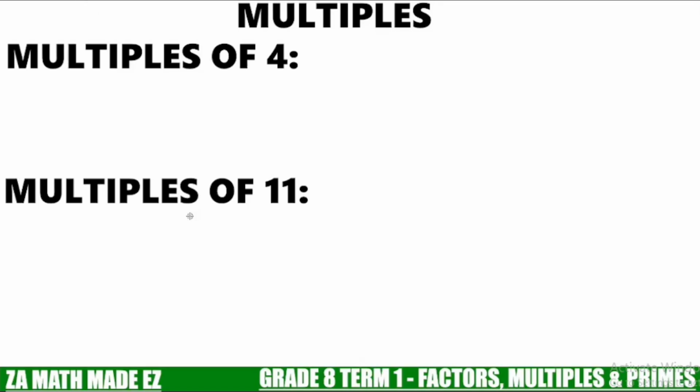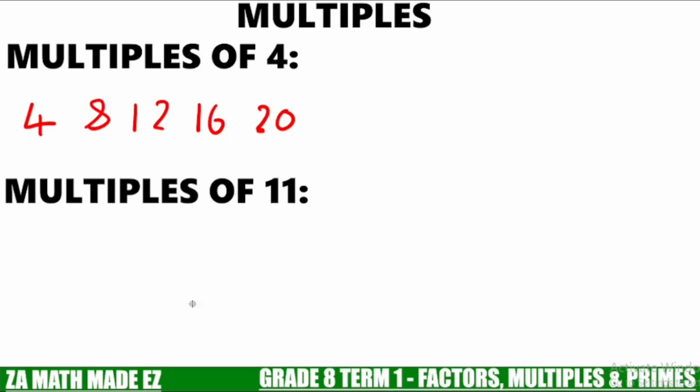Multiples. Multiples are what you get when you multiply a number. I'm sure most of you know this already. For example, the multiples of 4. 4 times 1 is equal to 4. 4 times 2 is equal to 8. 4 times 3 is equal to 12. 4 times 4 is equal to 16. And 4 times 5 is equal to 20. These are the basic multiples of 4.